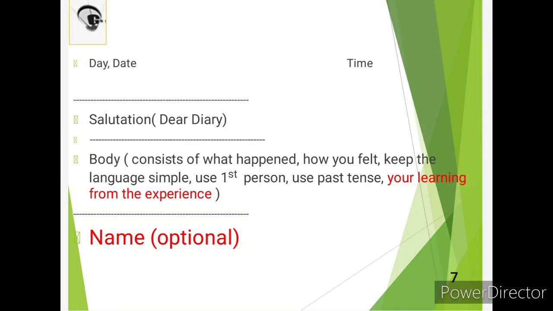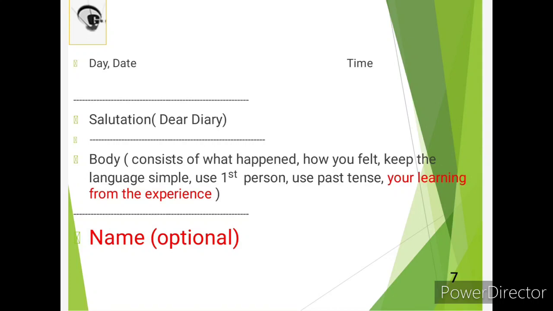Now, a very important thing, that's the format of making a diary entry. So let's have a look at the format. We write day and date on the left hand side and time on the right hand side. And please keep this thing in mind that you need to write day, date and time in the same line. You can leave a line after that and write the salutation, which can be Dear Diary. And then again leave a line and write the body.